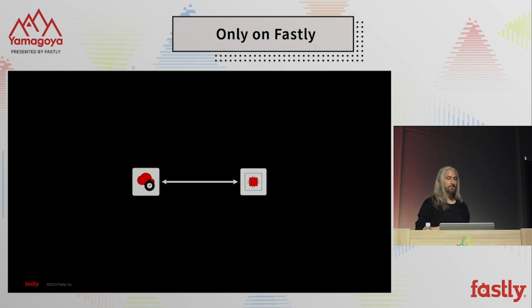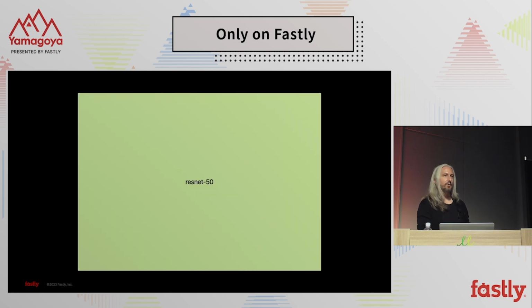Also, what people mean when they say AI can vary quite widely from a technical perspective. So let's take an example here. ResNet 50 is an image recognition model that is widely used and widely available. Let's compare that to Stable Diffusion.